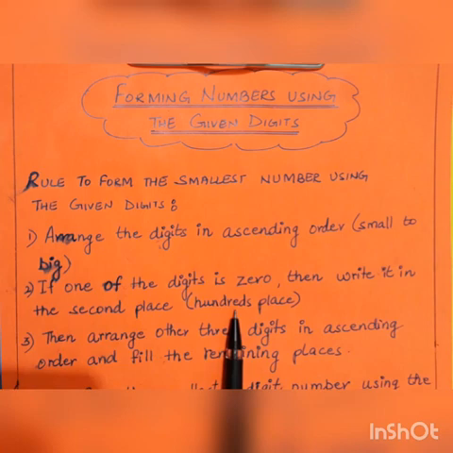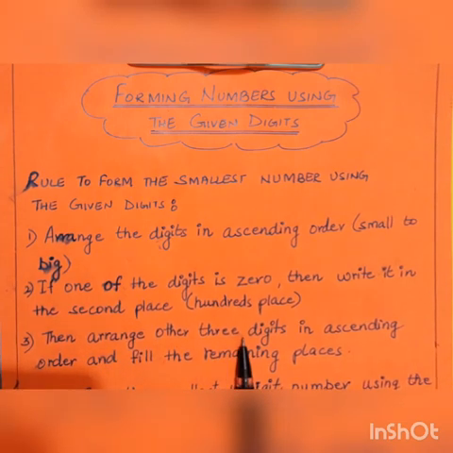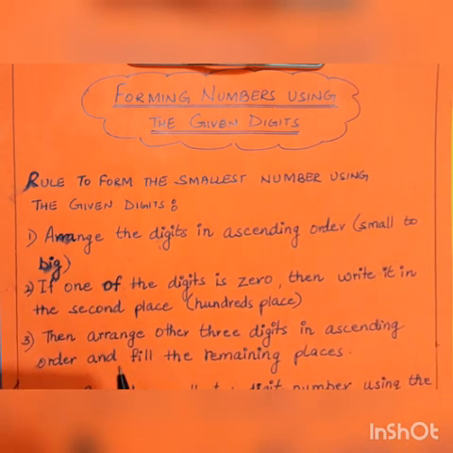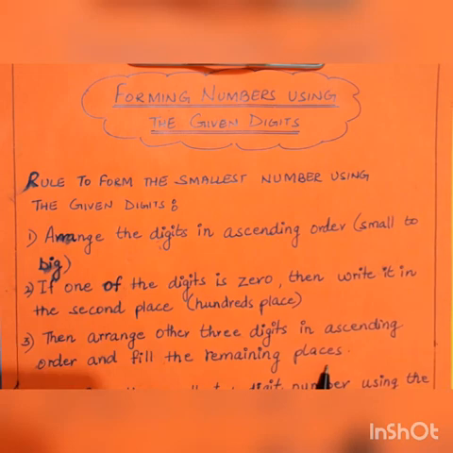If we place the 0 in the beginning, then the number that we will obtain will not be a 4-digit number, it would be a 3-digit number. Hence, 0 is always put at the second place. Then arrange the other 3 digits in ascending order and fill in the remaining places.